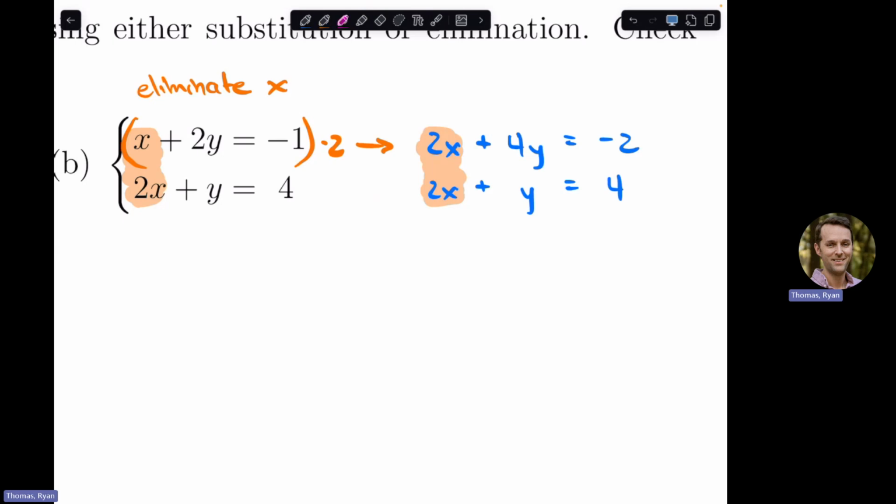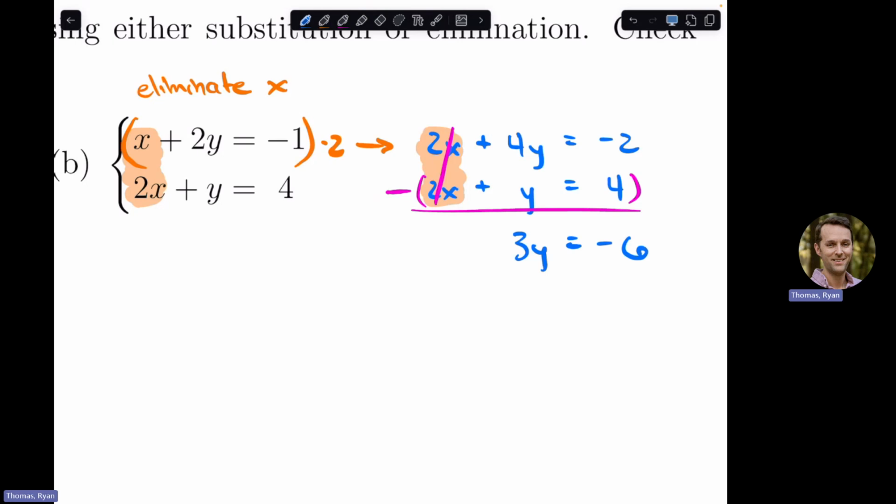If we want to eliminate x, then what do we do? Subtract. They're the same, so if I subtract them, they go away. Right? 2x minus 2x is 0. But then we also subtract the rest of the way across. 4y minus y is 3y, and negative 2 minus 4 is negative 6.